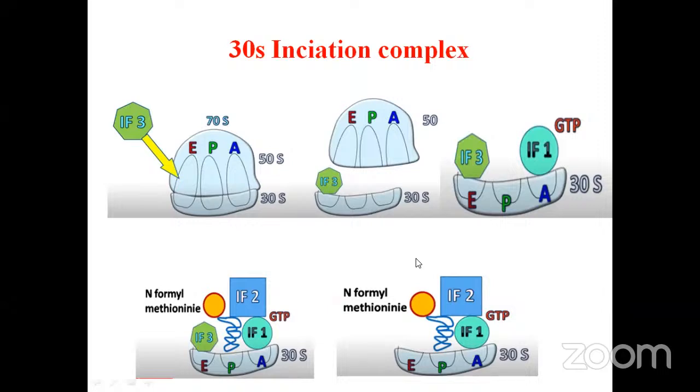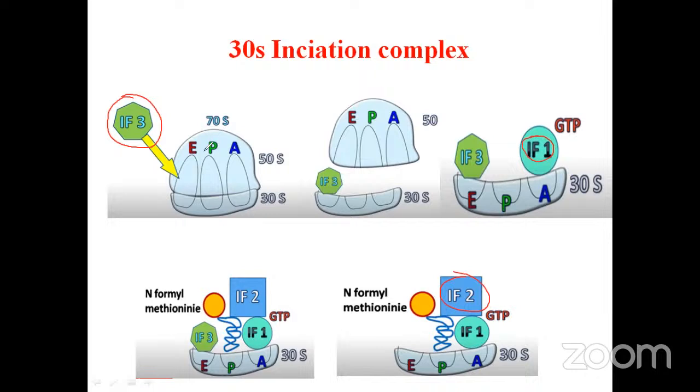Are you following the slide? The 30S initiation complex. The required three initiation factors for initiation of the polypeptide chain: initiation factor 1, initiation factor 2, and initiation factor 3. They are required. Let's see the importance of these initiation factors.